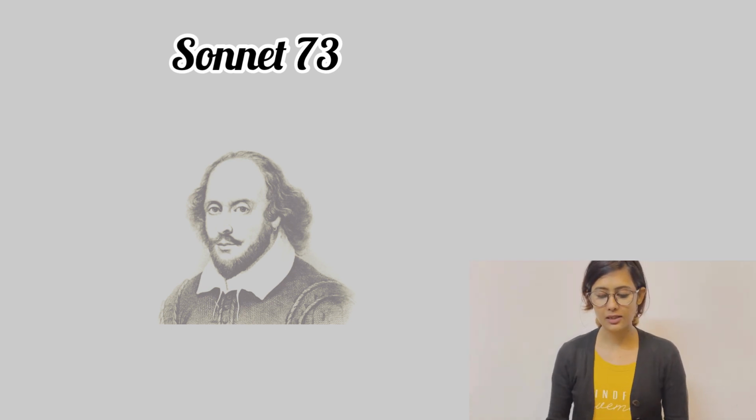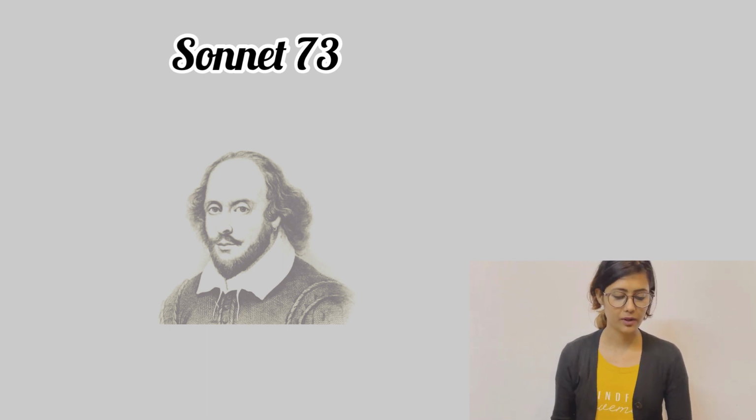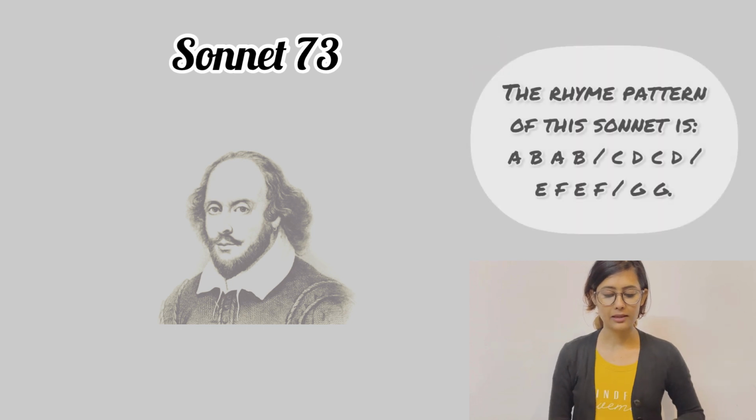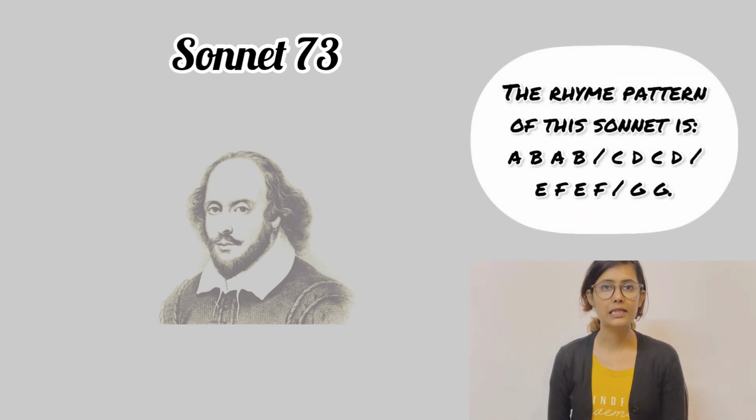So let's start talking about the structure of the sonnet. The sonnet is divided in 4 parts, 3 quatrains and then 1 couplet. First 4 lines are first quatrain, second 4 lines are second quatrain, third 4 lines are third quatrain, and then comes the last 2 lines, that is the couplet. This sonnet is written in iambic pentameter and the rhyme scheme of it is A B A B, C D C D, E F E F and then G G.